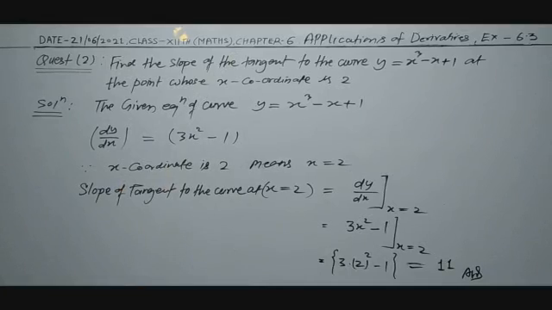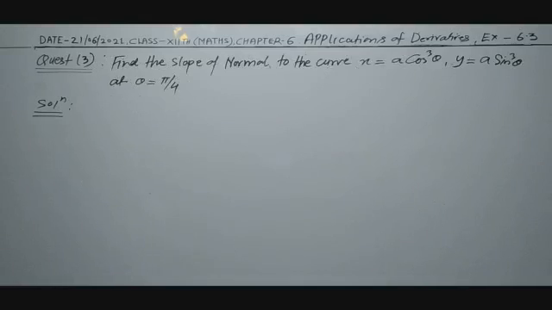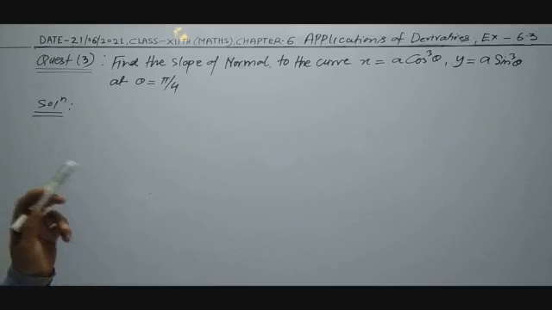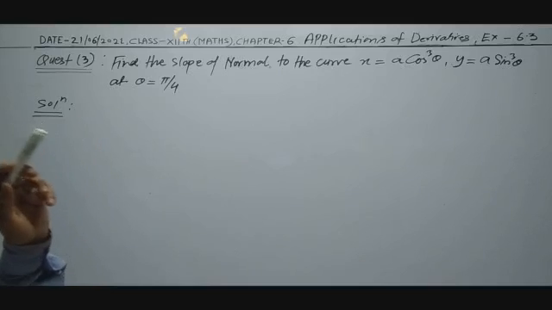Question number 3 is to find the slope of normal. In this question, we have to find the slope of the normal to the curve x is equal to a cos cube theta, y is equal to a sin cube theta.